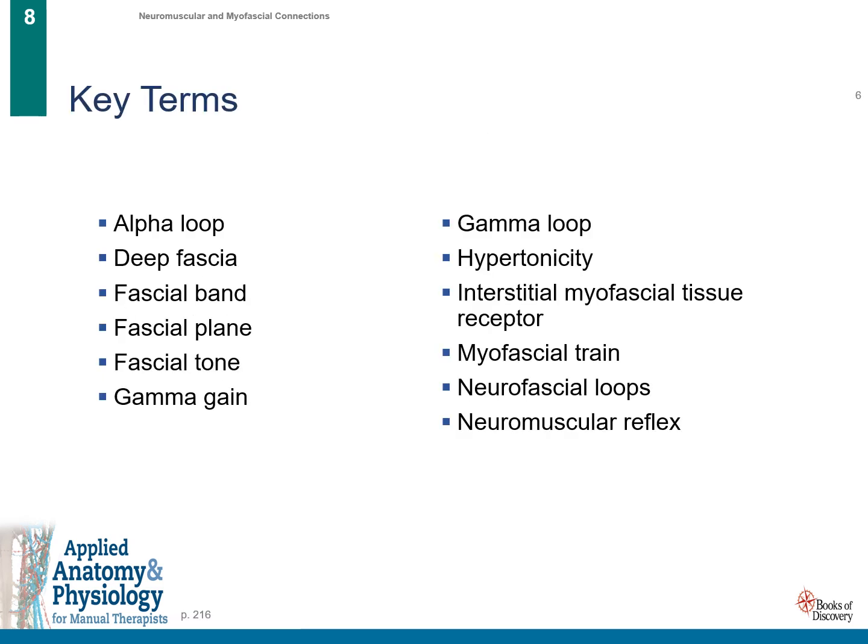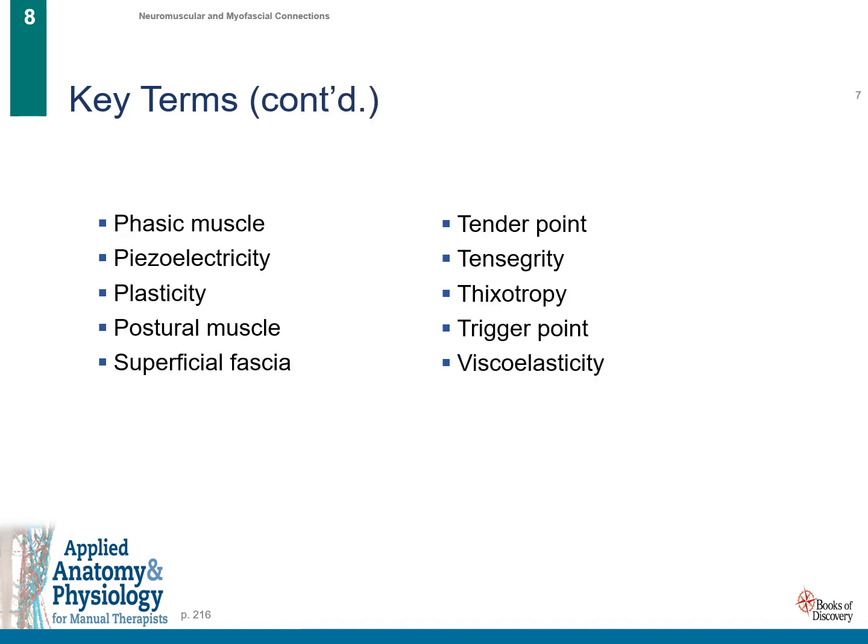The key terms that we will discuss are alpha loop, deep fascia, fascial band, fascial plane, fascial tone, gamma gain, gamma loop, hypertonicity, interstitial myofascial tissue receptor, myofascial chain, neurofascial loops, and neuromuscular reflex. We will also consider phasic muscle, piezoelectricity, plasticity, postural muscle, superficial fascia, tender point, tensegrity, viscotropy, trigger point, and viscoelasticity.